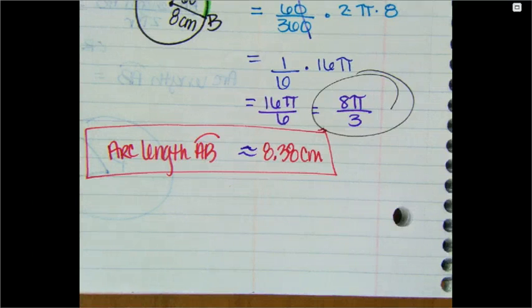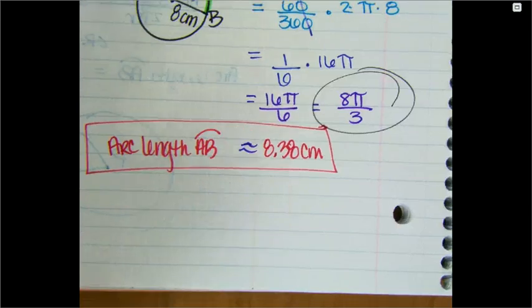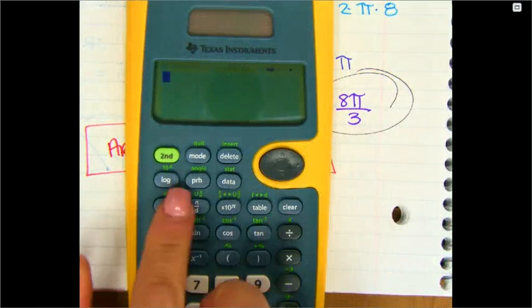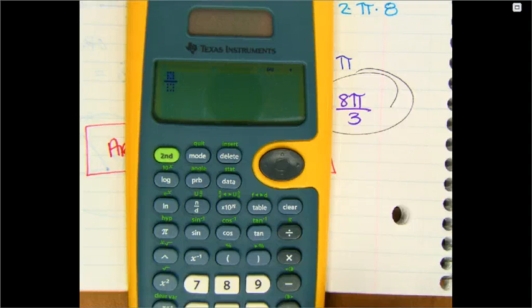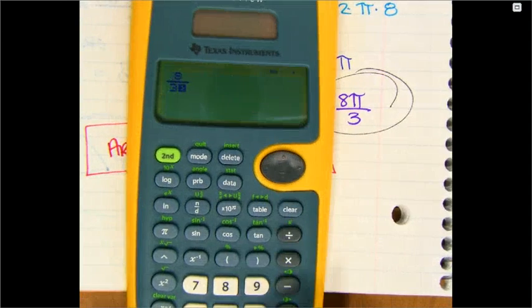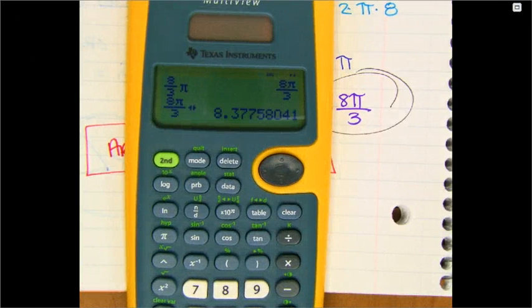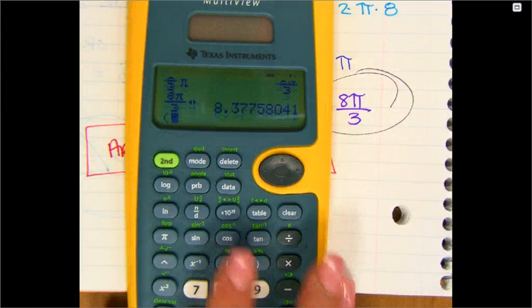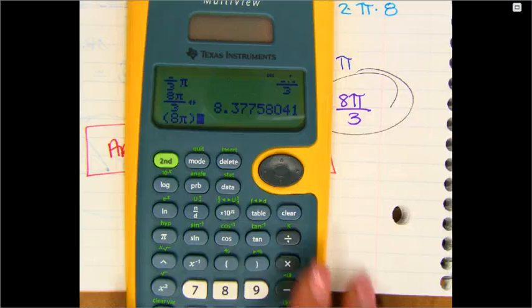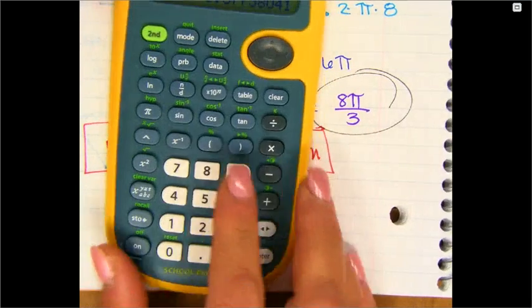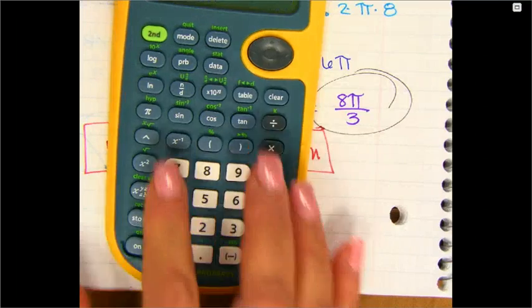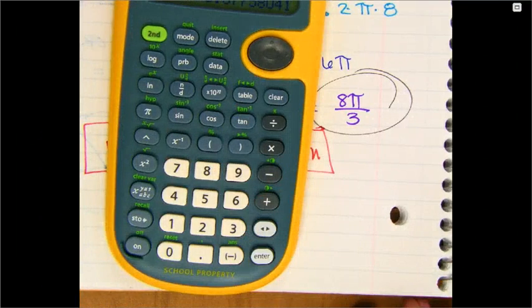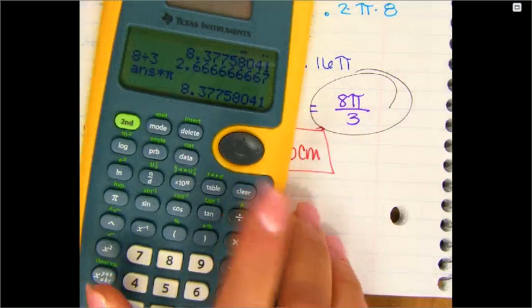There's this lovely button N over D, which means numerator over denominator. So you divide it by 3, put a pi at the end, press equal. Yeah, it's the same thing. Or you can do parentheses 8 times pi divided by 3. Or you can do 8 divided by 3 times pi. It doesn't really matter as long as you keep plugging it in correctly.